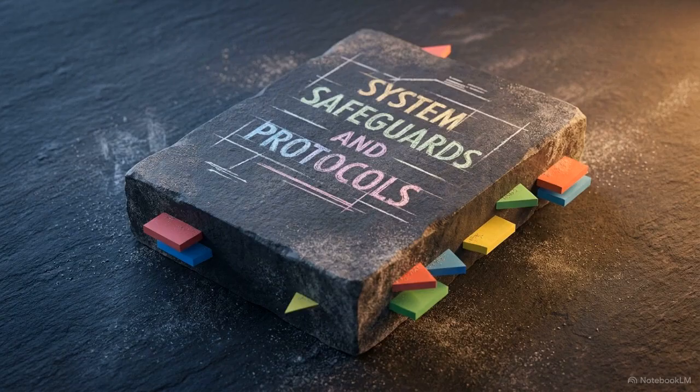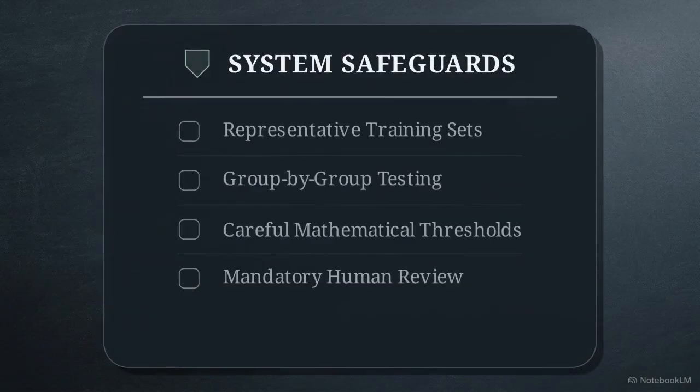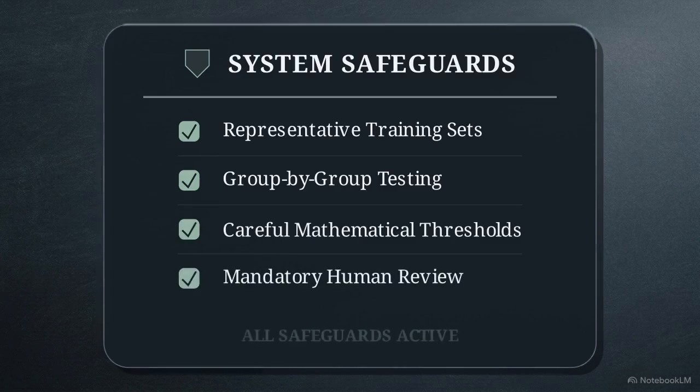Mitigating these embedded issues requires a specific framework of structural safeguards. Developers and operators must use representative training sets, conduct strict group-by-group testing to catch demographic gaps, implement careful mathematical thresholds, and mandate human review for every match.